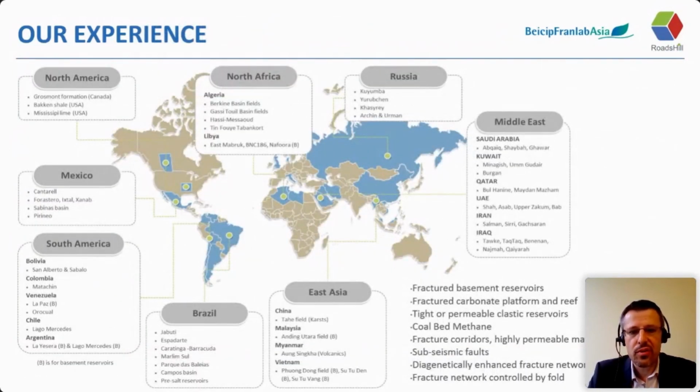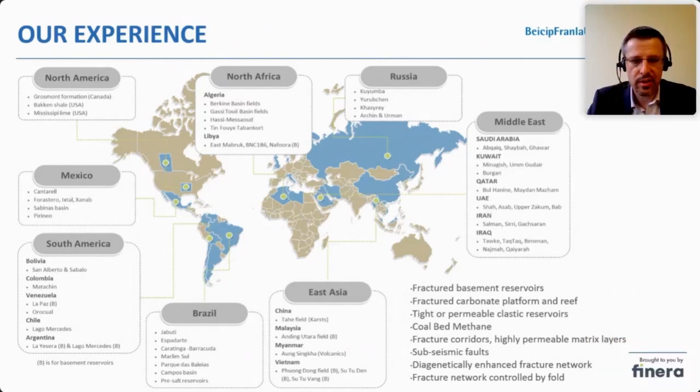This slide briefly shows the experience we have in naturally fractured reservoir studies. It's not an exhaustive list, but it gives you a sense of where we have worked. So you will find here all of the main producing regions of the world, and more importantly, all of the different types of contexts. You will find basement reservoirs in East Asia. You will find the giant carbonate fields of the Middle East. You will find the giant clastic fields in North Africa, for instance.